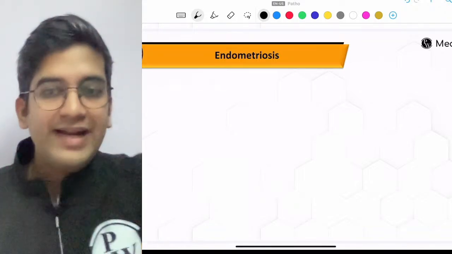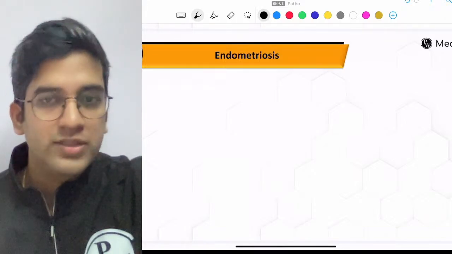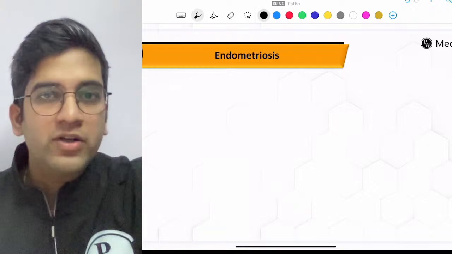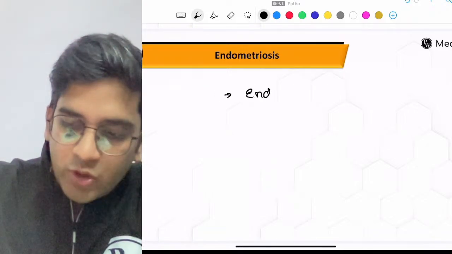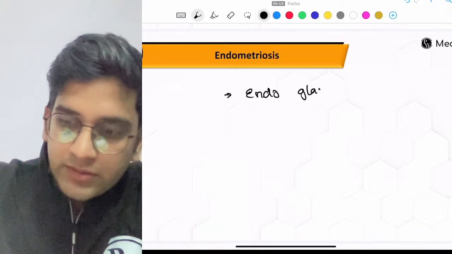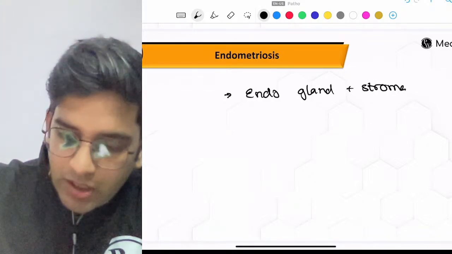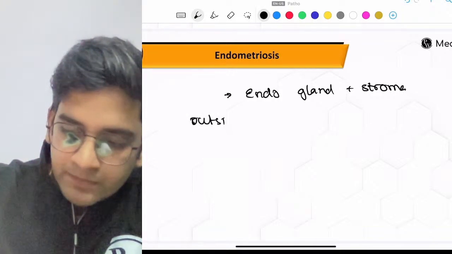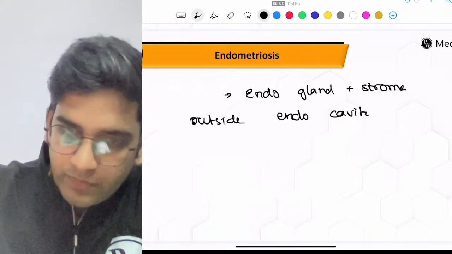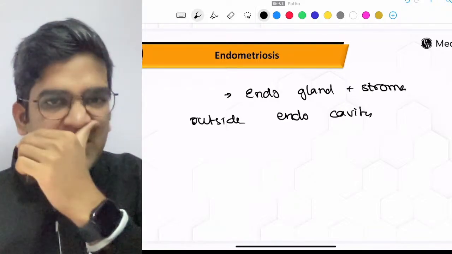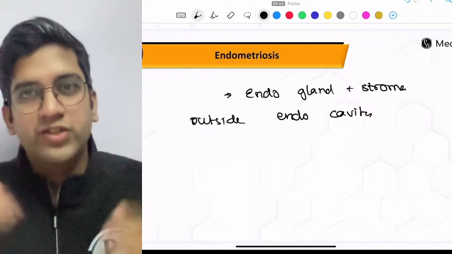So endometriosis, by definition, is nothing but the endometrial tissue outside the endometrial cavity. I call it endometriosis. When the tissue goes outside the endometrial cavity, we call it endometriosis. Fine. It's not just the endometrium; it's endometrial gland plus its stroma. It's going to be seen outside the endometrial cavity. It should be seen entirely outside the endometrial cavity. That's why we call it endometriosis. Fine. Okay. So it's an endometrial tissue going outside.